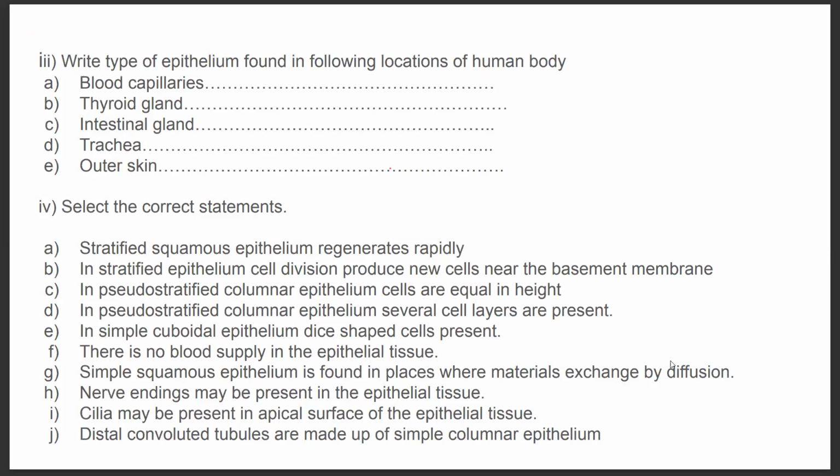Right. Next one. Write the type of epithelium found in the following locations of the human body. Blood capillaries, simple squamous epithelium. Thyroid gland, simple cuboidal epithelium. Then intestinal lining, simple columnar epithelium. Trachea, pseudostratified columnar epithelium. Then outer skin, stratified squamous epithelium.